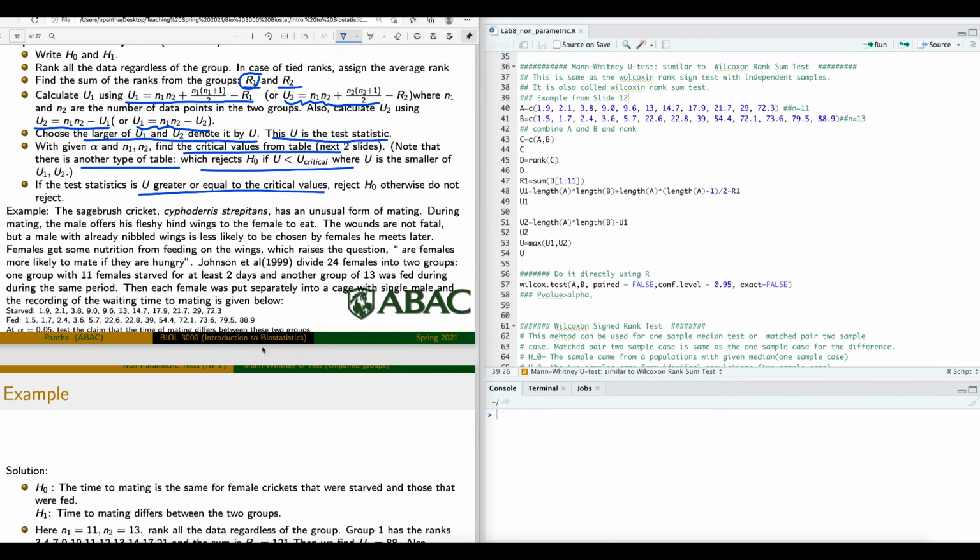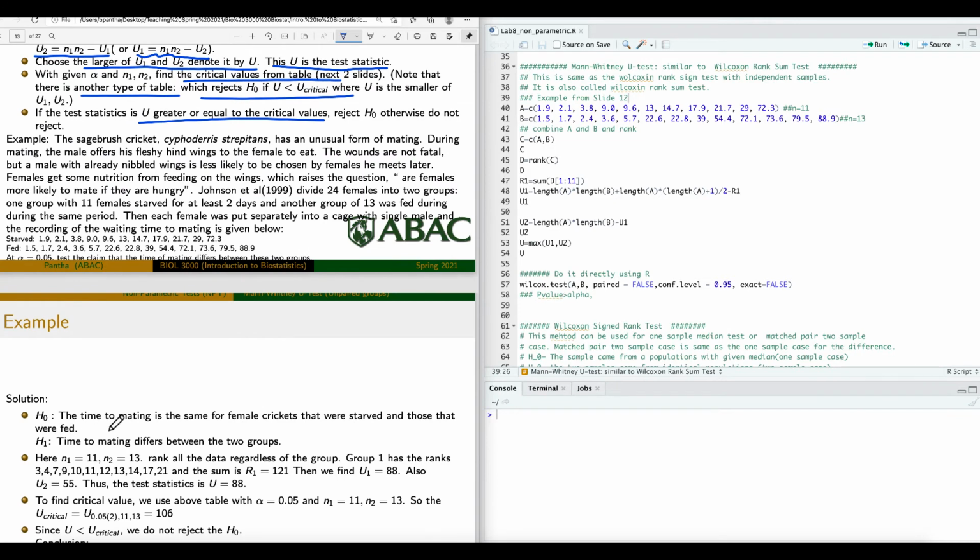Okay, so we want to use the Mann-Whitney U test, because you see that there are two different samples and these two groups are independent of each other. So we are using the Mann-Whitney U test. We cannot use the sign test because the sign test is used for a paired sample or one sample.